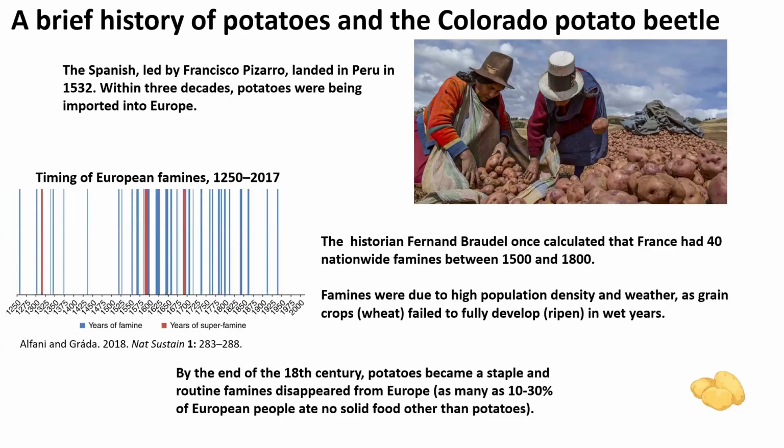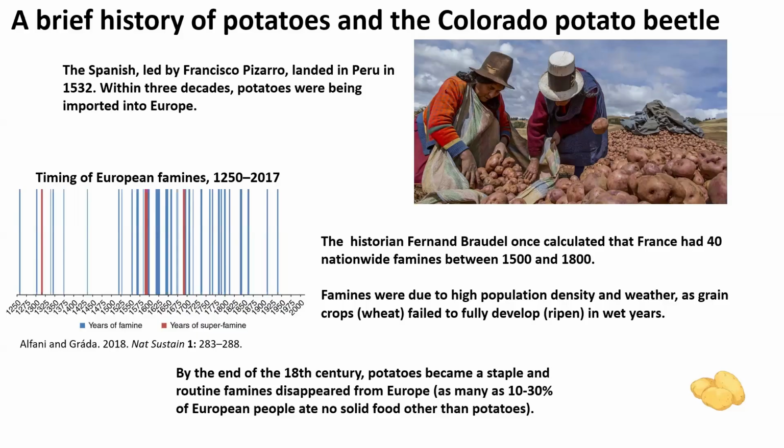So potatoes get brought to Europe, and by the end of the 18th century, many people are eating potatoes, to such an extent that about 10 to 30% of the population ate only potatoes as their principal food source. It's a very significant change in diet, and the population really depended on it. And so it's in this context that we then get a horrible pest that starts to decimate potato, and that's why it becomes particularly important.